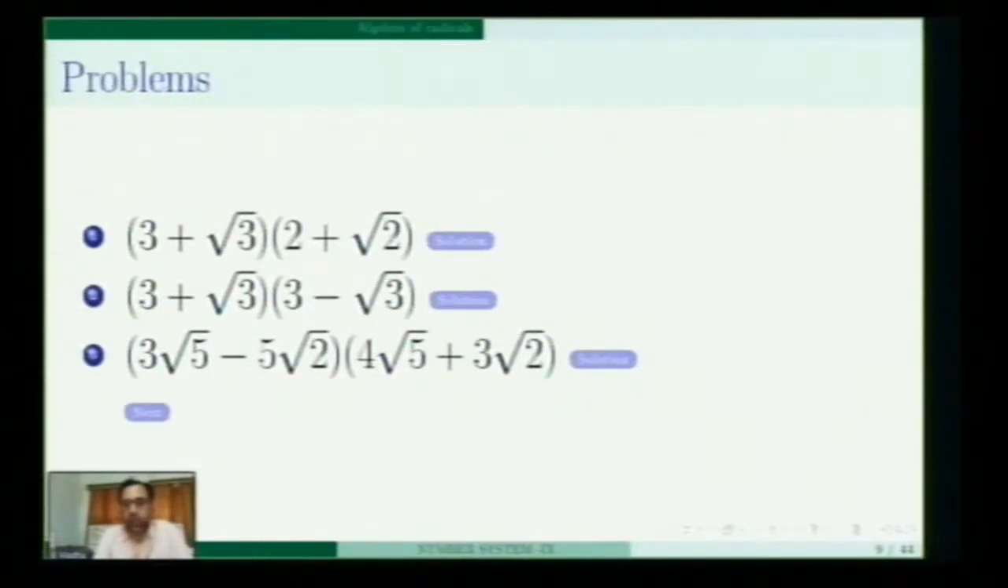Now third problem is also distributivity. 3 root 5 minus 5 root 2 times 4 root 5 plus 3 root 2. You have to multiply 3 root 5 with both terms, then minus 5 root 2 with both terms. Only you should be careful with the negative sign and other things.